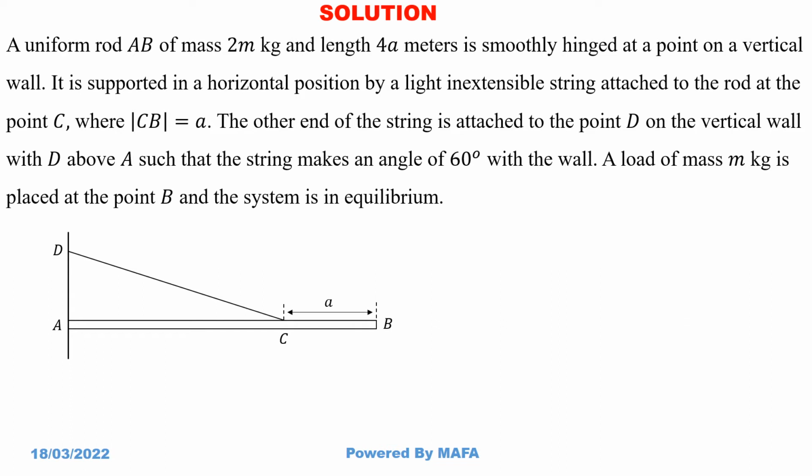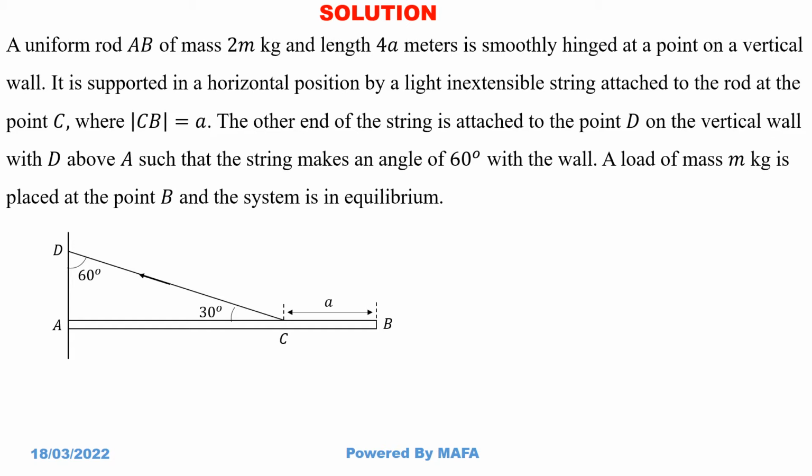Now, we have something else. The string makes an angle of 60 degrees with the wall. So it means that it's going to make an angle of 30 degrees with the rod. Now, a load of mass m kilograms.